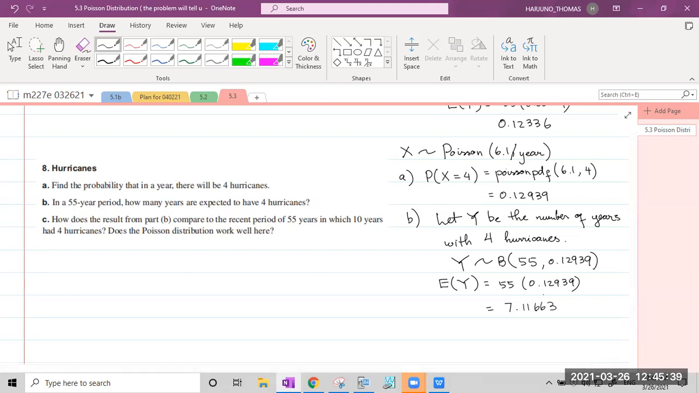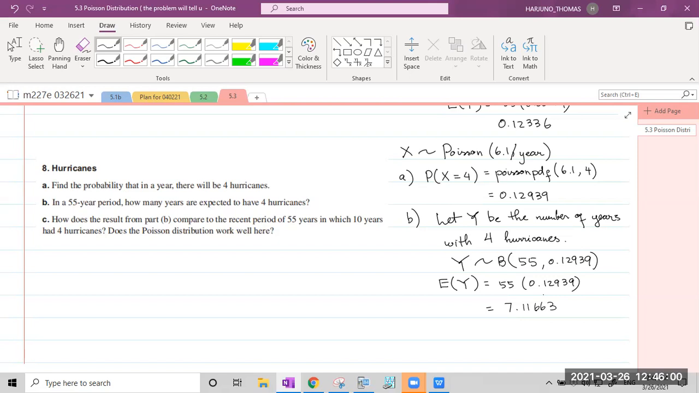How does the result from part B compare to the recent period of 55 years in which 10 years had 4 hurricanes? Our prediction says there should be around 7. But that's an expected value though. It can be more, it can be less.